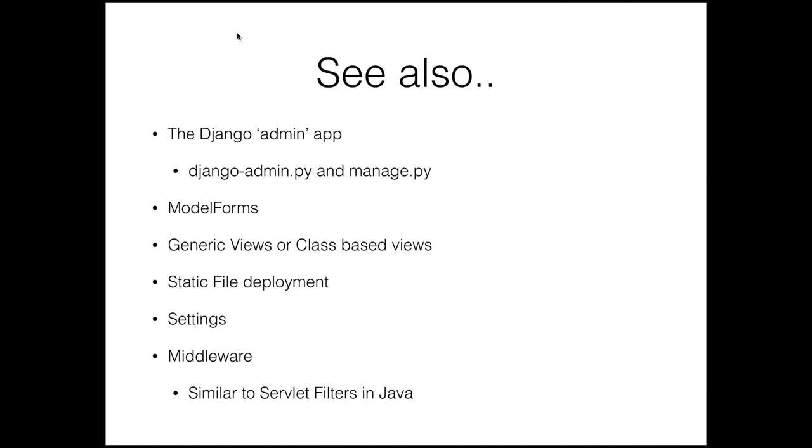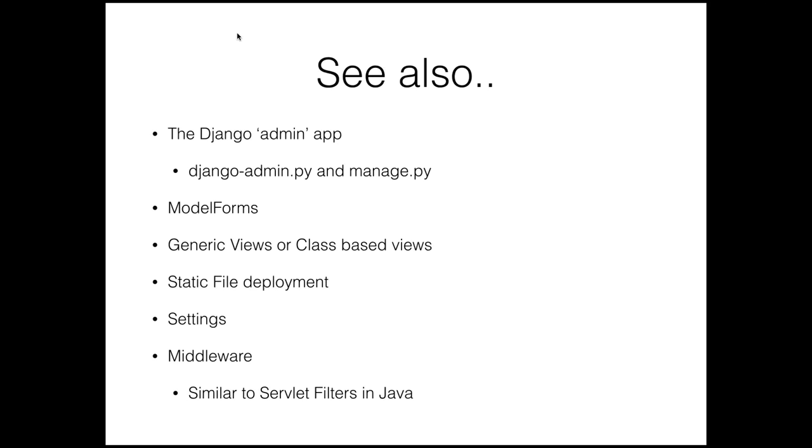And there are things that I didn't cover just because we're already way over. So the admin app has a bunch of functionality that you can use to help when you're doing development. There is a thing called model forms, which are basically forms based on your models, so you can quickly create model forms.